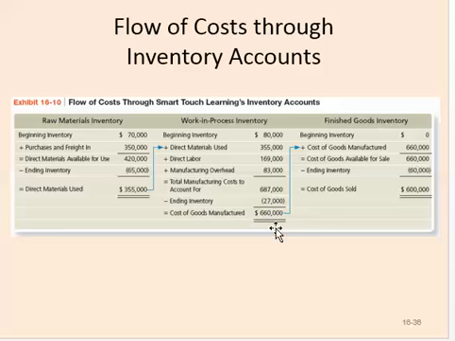And then finally, that cost of goods manufactured flows into our finished goods inventory. Again, start with the beginning finished goods inventory, add the cost of goods manufactured, and subtract ending inventory to get cost of goods sold.